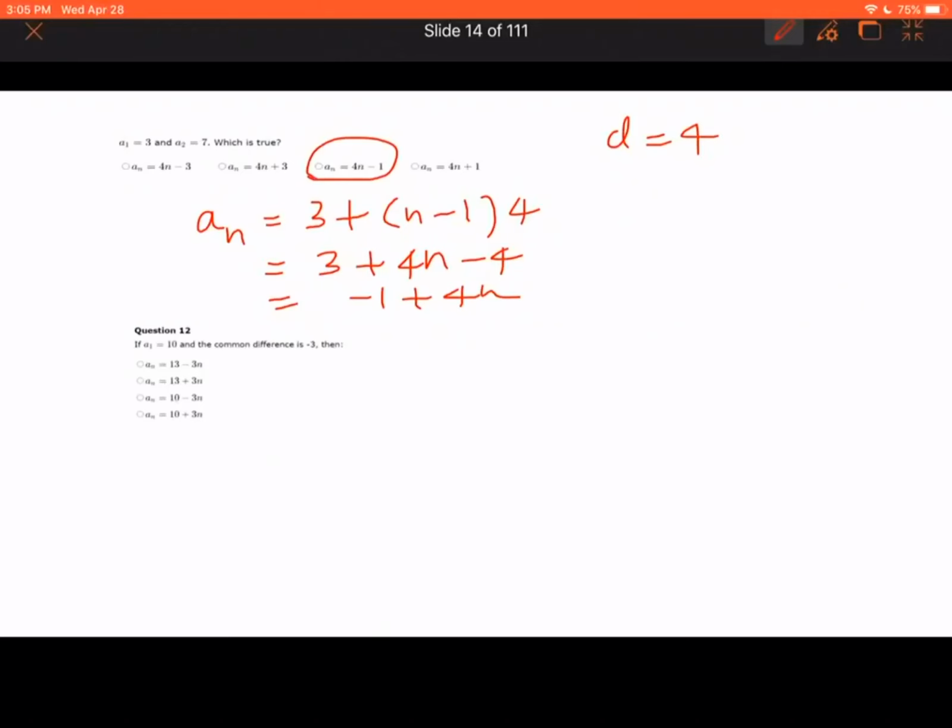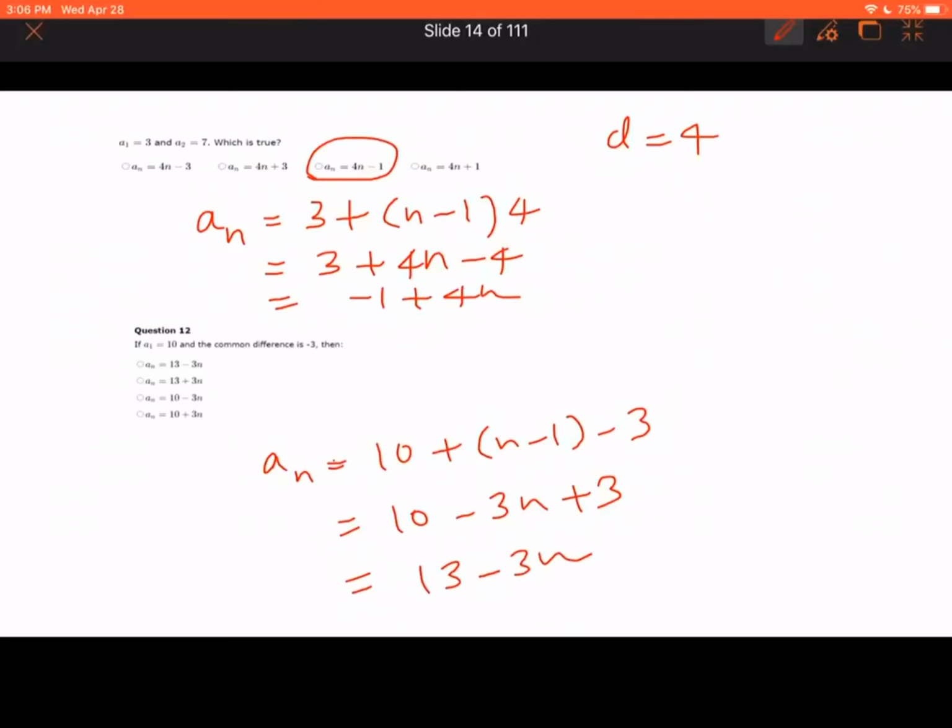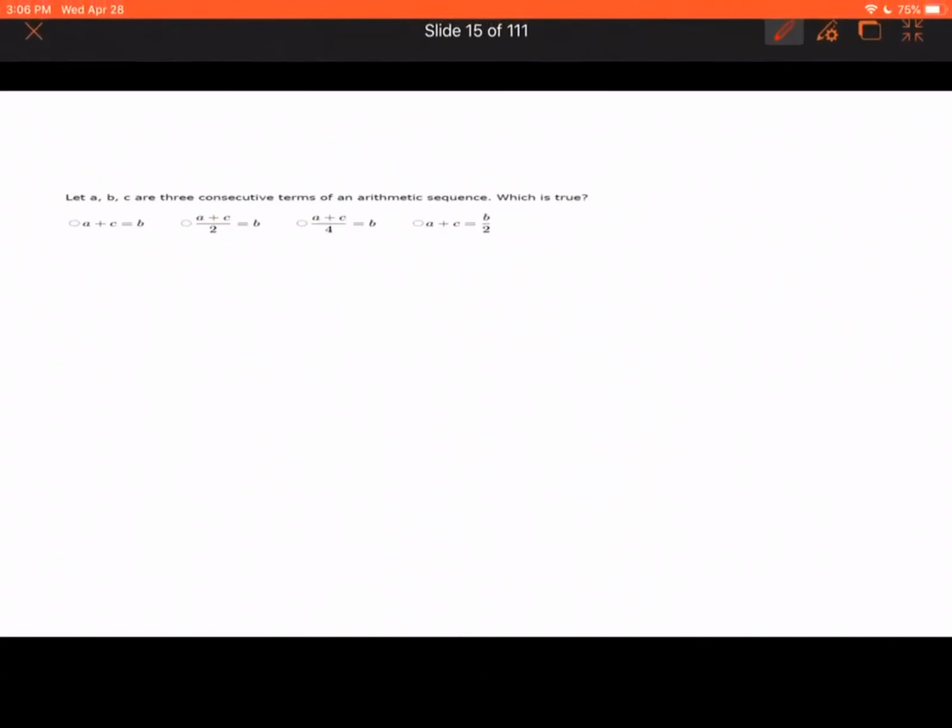Okay. If A1 is equal to 10 and the common difference is equal to minus 3, then what is An, they are asking, right? So this is simple for us to do. 10 plus n minus 1 D. But here they have given the choices, so we should be able to match one of those choices. So 13 minus 3n. So that is the first answer. Okay. So this is the final question for this day.